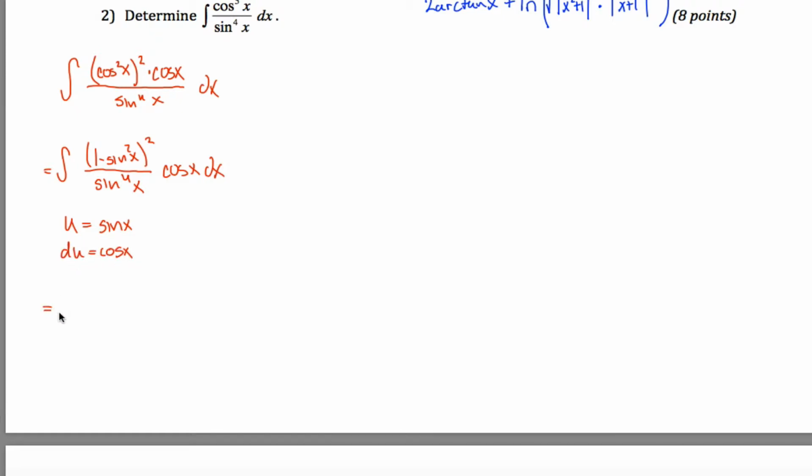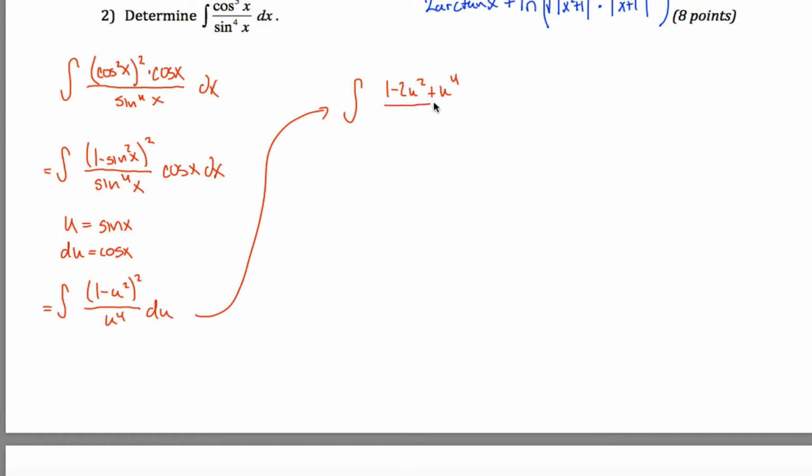And so really what I'm being asked is, what is the integral of 1 minus u squared, squared, over u to the fourth power du? And that's an integral I can evaluate maybe after I do a little bit of algebra. Let's FOIL out the top to get 1 minus 2u squared plus u to the fourth power divided by u to the fourth power du.